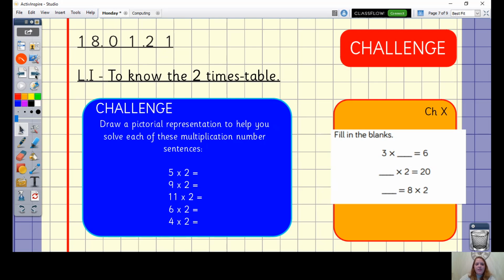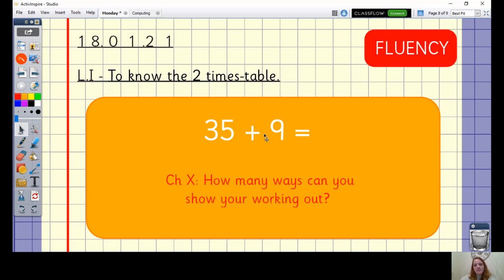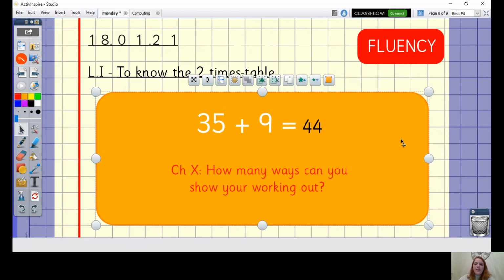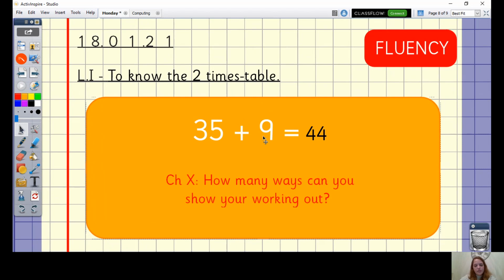And finally, we're going to have a look at our fluency number sentence. Our fluency number sentence today is 35 add 9. Pause the video here and just have a go at working that one out. Okay, so the answer to this would be 44. 35 add 9 equals 44.